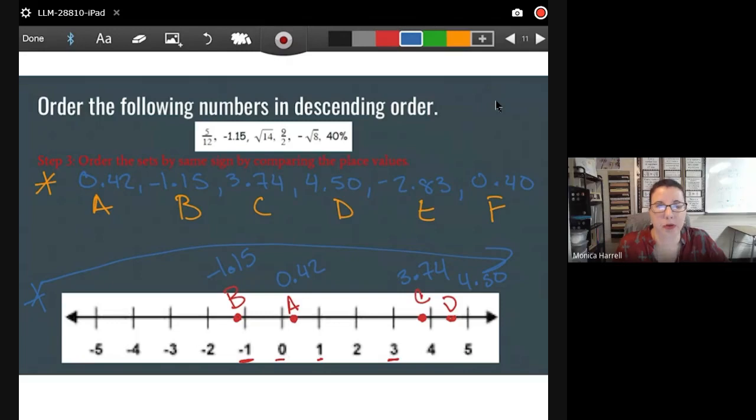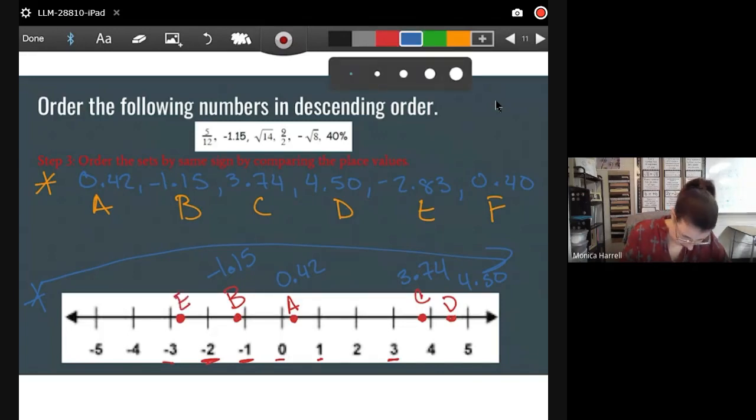Next one, the square root of negative 8. We decided that was negative 2.83 or negative 2 and 83 hundredths. I go over to the negative 2. And 0.8 is almost to the 3, but it's not quite there. So I'll put its point somewhere about there. And we have negative 2 and 83 hundredths.